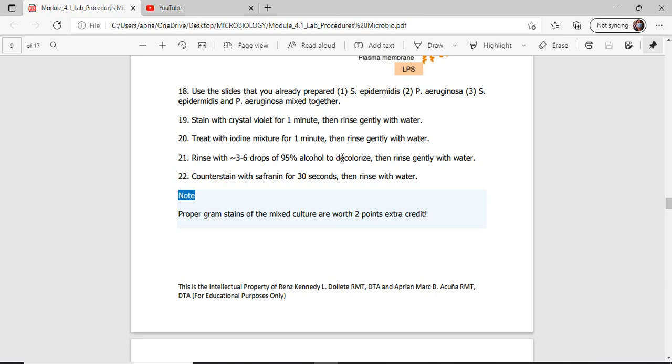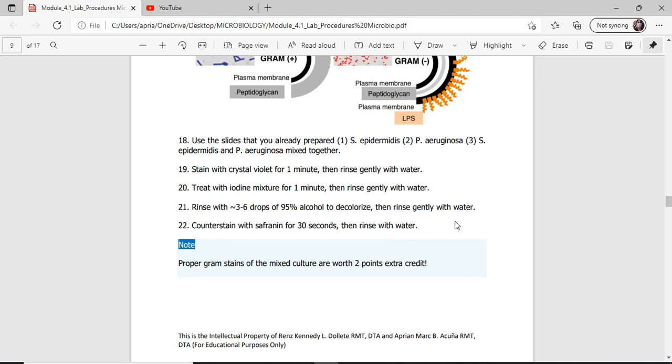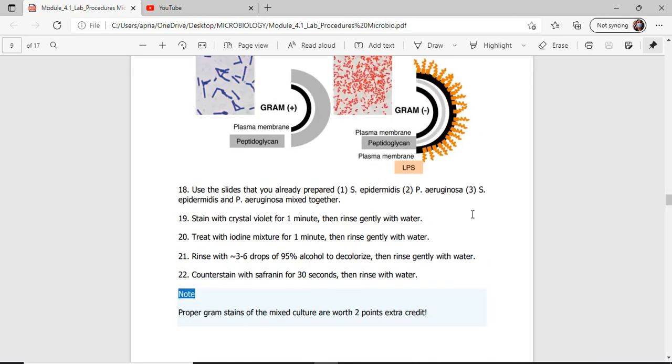It's either 3 to 6 drops, but in our laboratory practice, as much as until there is no leftover crystal violet, because the crystal violet will give the color blue dye to our cell. Then after the decolorizing, it no longer appears blue, or if there are Gram positive cells, the Gram negative ones that did not take up the dye will be washed off completely.